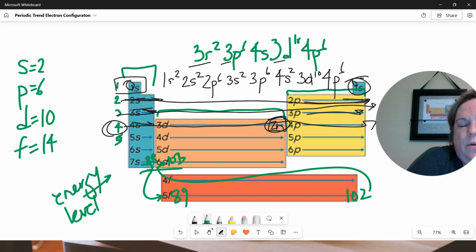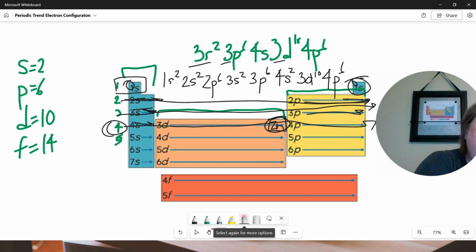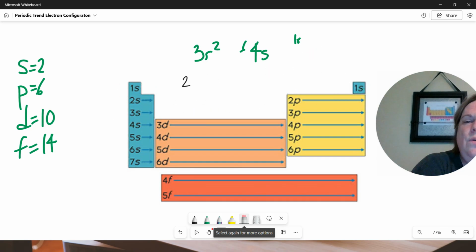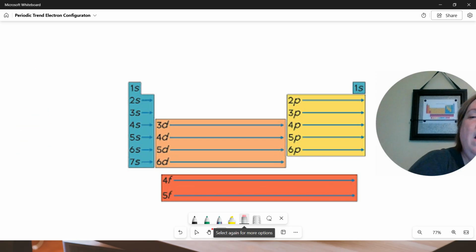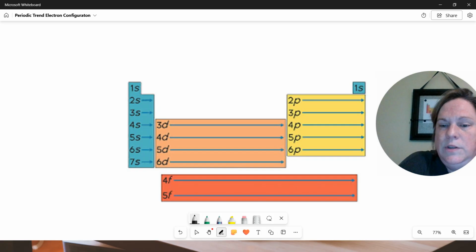So the diagonal rule does correspond to this, but it does become easier to do electron configurations by just using the periodic table. So let's just do a couple examples. I'm just going to pick a couple elements off the periodic table. I'm going to pick chlorine, which is found right here. It has 17 for its atomic number. I'm going to fill the electron clouds and energy levels until I get to that 17.